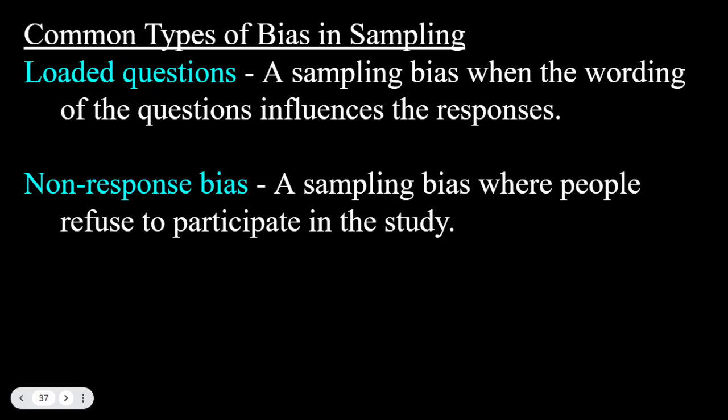And then there's non-response bias. That's a sampling bias where people refuse to participate in the study. Again, that can happen. That's kind of related to the voluntary one. If you have the choice to respond or not, and maybe a lot of people choose not to, you're not getting their perspectives or their input in your sample. You're only getting that certain group that's willing to respond.